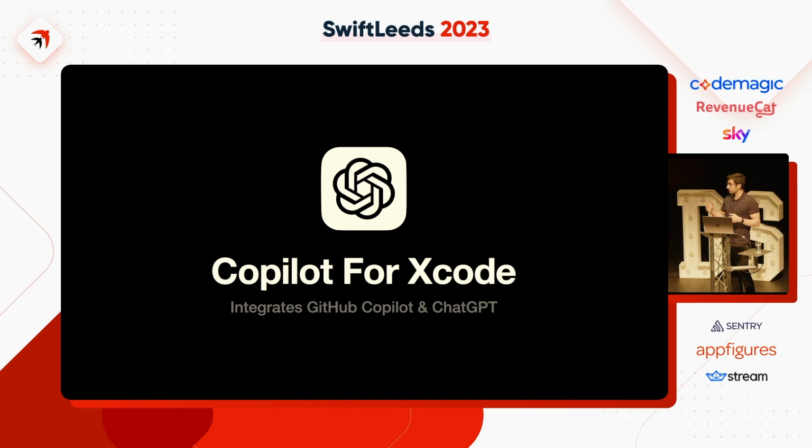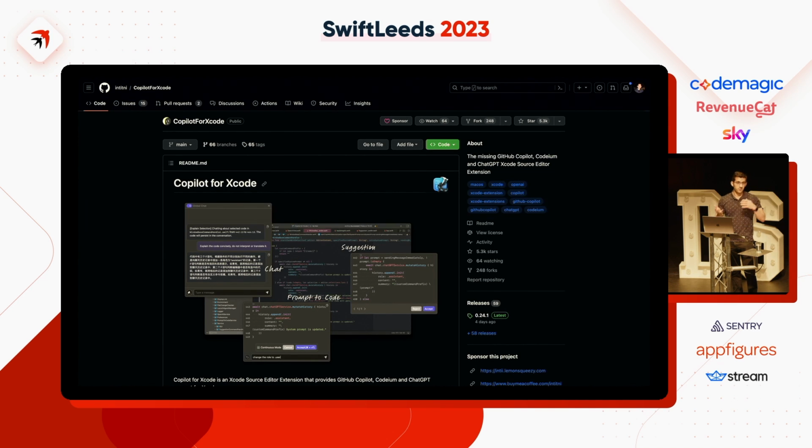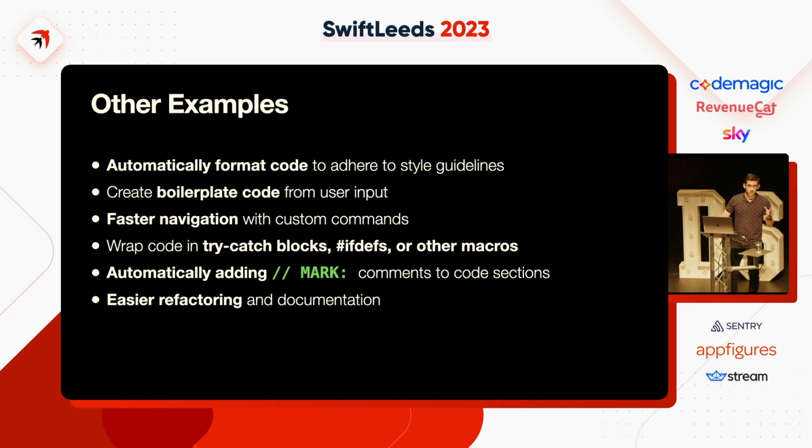What some people have started doing is integrating GitHub Copilot and ChatGPT directly into Xcode. So that means that you don't have to go to their website anymore to ask queries. You can do all of that in place in Xcode. Now, editor extensions don't have to be all that complicated. They can be simple commands that solve specific problems in your workflow. So, for example, you could have faster navigation. You could sort of rebuild Vim key bindings to whatever degree you want to. And you can easily use editor extensions to format your code, generate boilerplate code, and automatically add mark comments to different code sections.